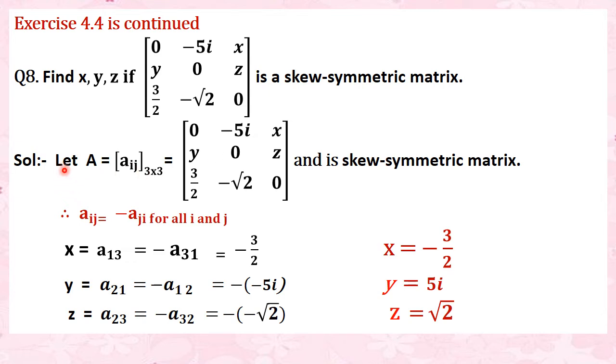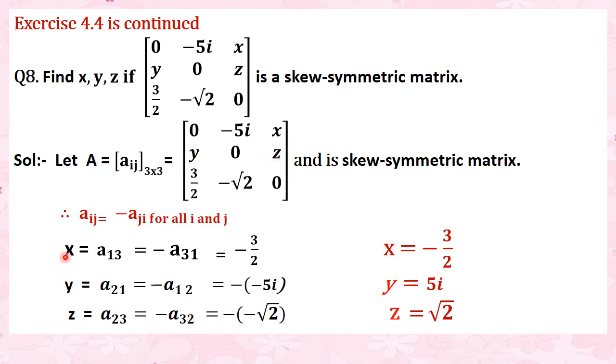Solution. Let us take the given matrix as matrix A equal to matrix Aij of order 3 by 3, and it is a skew symmetric matrix. Then by definition of skew symmetric matrix we have Aij is equal to minus Aji for all i and j. x is the element in the first row and third column, that means A13, y is A21, second row and first column, and z is A23.